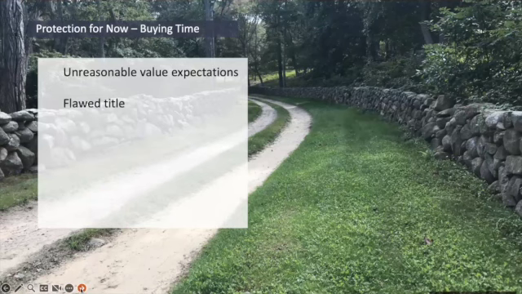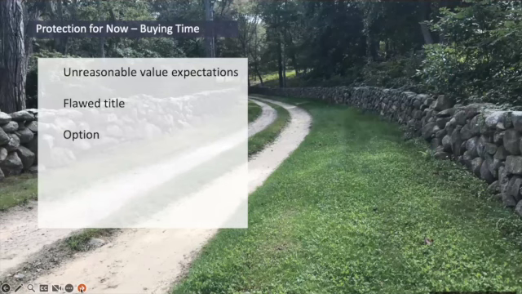Flawed title is another. If there are real issues with the ownership history of the land, it can be very difficult for the landowner to find a buyer. You may work with a landowner on resolving those issues over time so that you could, as the land trust, acquire that. But that also is relationship building. You would probably do that under a purchase and sale agreement with a contingency that if we can resolve those title issues, then the land trust will perform and acquire the property.